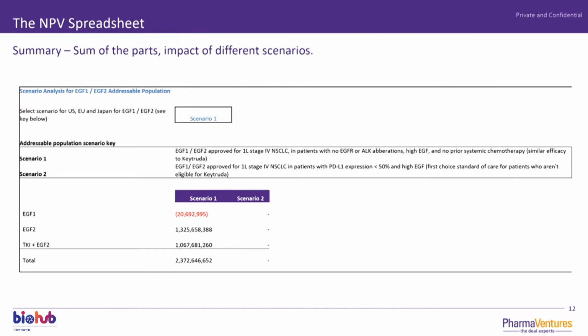to the calculation. So we have this example here with this biotech, and looking at the two scenarios we said, and we built this into the model so that you can switch between scenario 1 and scenario 2 and change inputs in them, pricing, COGS, SG&A, included territories, excluded territories. But in scenario 1, we have it's approved for first line, stage 4, non-small cell lung cancer, as it says there, no EGFR ALK aberrations, high EGF, and no systemic chemotherapy. So a very clearly defined patient population and similar efficacy to Keytruda.